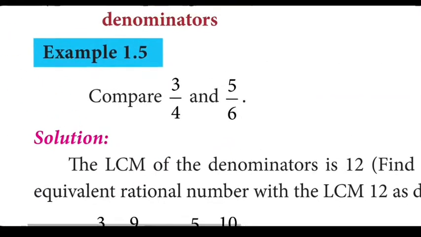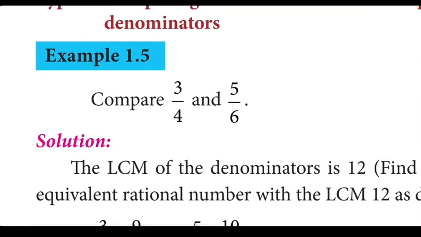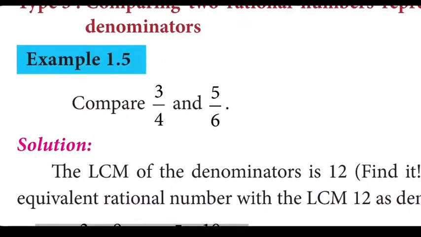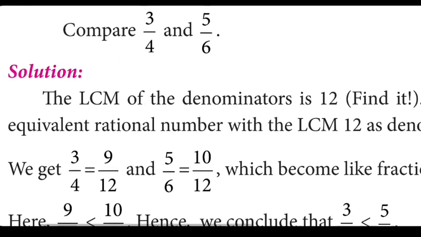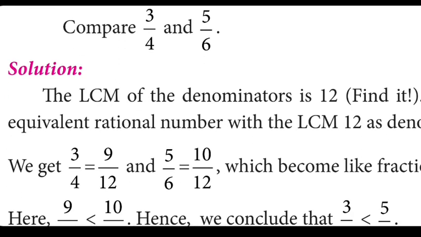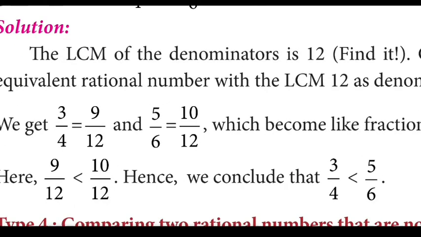So this is a type 3 model sum. In rational numbers with the same sign but different denominators, we make the denominators the same using LCM. We find the LCM: 4 and 6 have the LCM 12. So we multiply by 3 on the denominator and numerator, and we get 9 by 12.